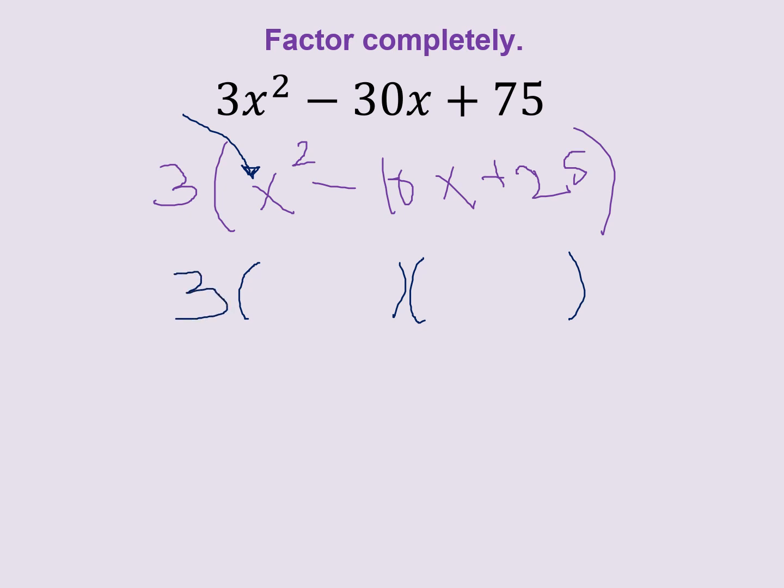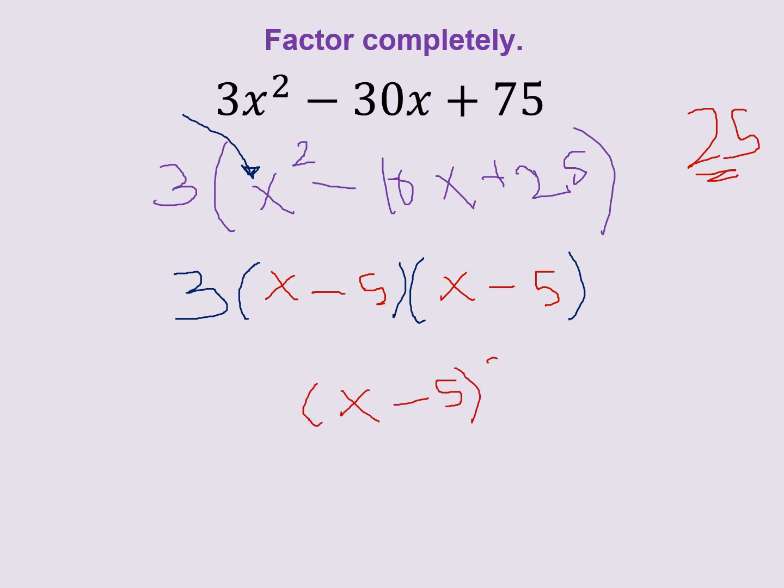Then I ask myself what multiplies to 25 and adds up to negative 10, and I realize it's negative 5 and negative 5. So I'm going to say x minus 5 and x minus 5. Now the only possible variation here is that you could take those binomials that are the same and rewrite them as x minus 5 squared. That is an option, but not mandatory. We've got to have that 3 out in front.